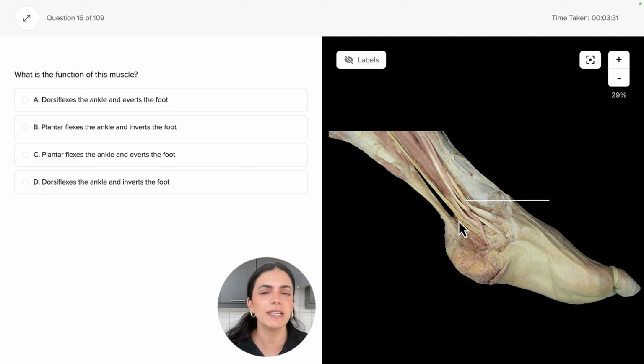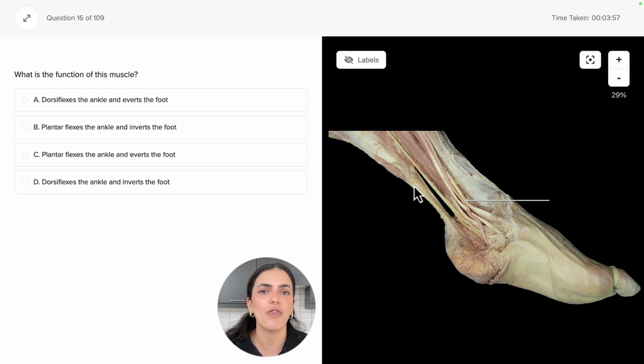And then we're also going to be able to see in close proximity a ton of structures that are traveling from the leg to the foot or from the foot to the leg. This area here is referred to as the tarsal tunnel, and there are muscles, arteries, veins, and nerves found within that tarsal tunnel that we will be discussing today.